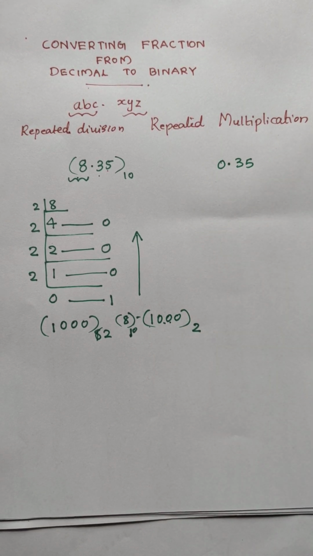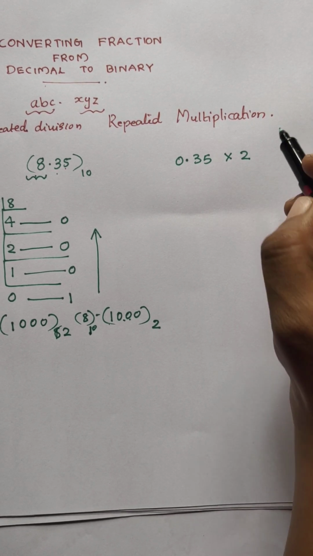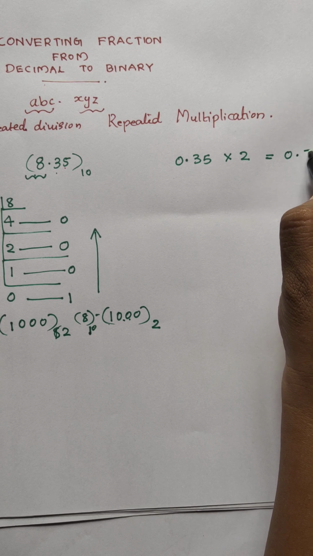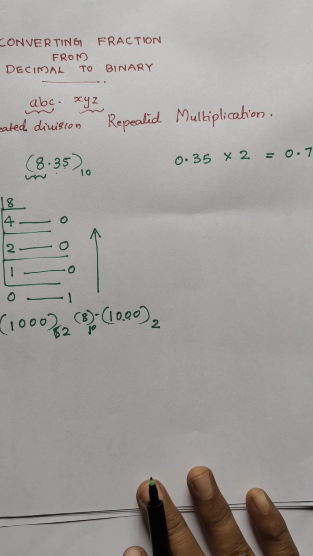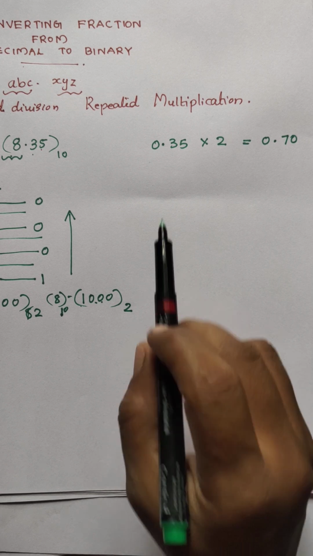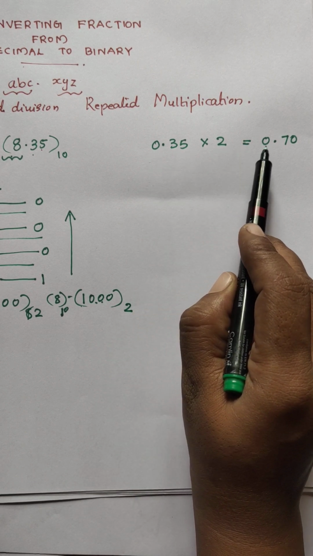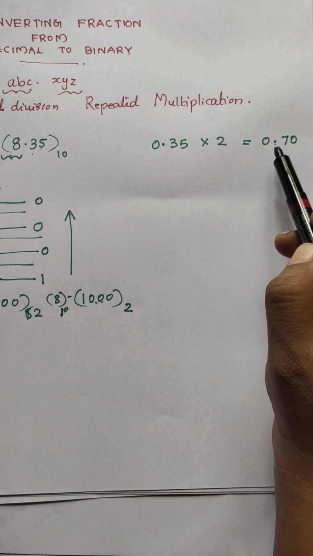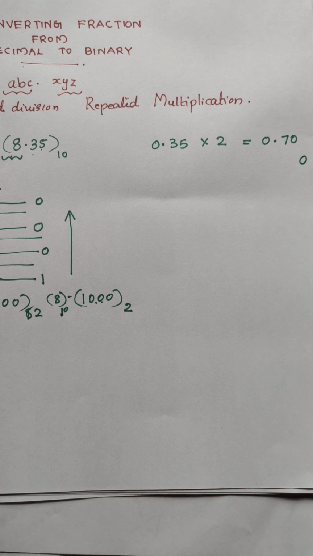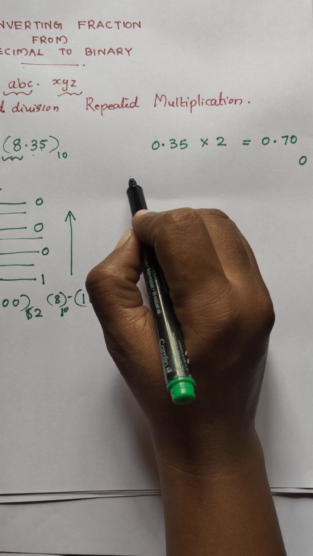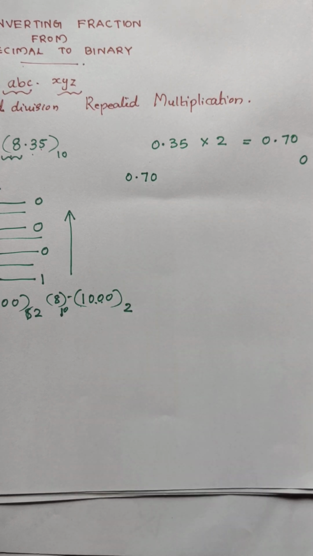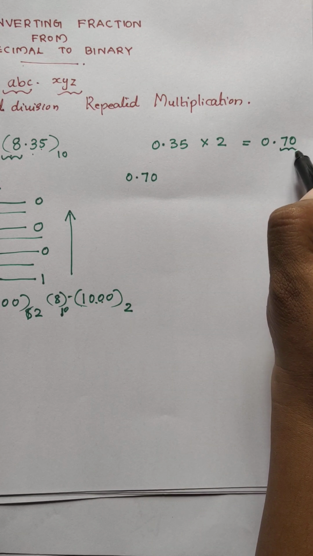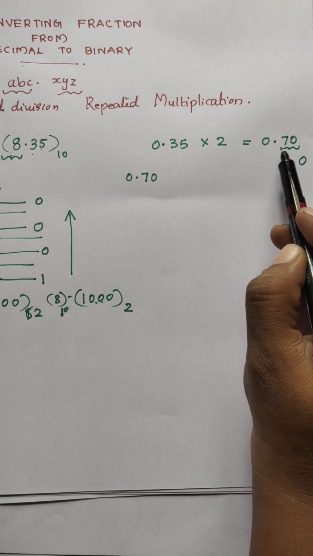This is the number, 0.35. In repeated multiplication, we multiply by 2. What is the result? 0.70. So 0.35 into 2 is equal to 0.70. And we take this 0, the integer part. The remaining portion is 0.70. We take only this fractional part, not the entire number.